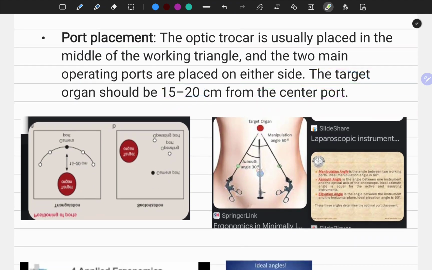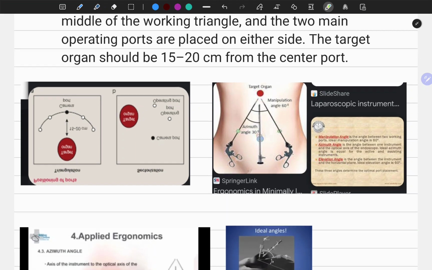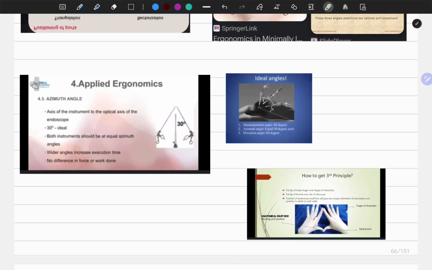The one point we have to remember here is the azimuth angle, between the laparoscopy telescope and the working instrument, which is 30 degrees. Manipulation angle is between two working instruments, which is 60 degrees. Elevation angle is between the horizontal bed and the working instrument, which is 60 degrees. And these three angles are very important.